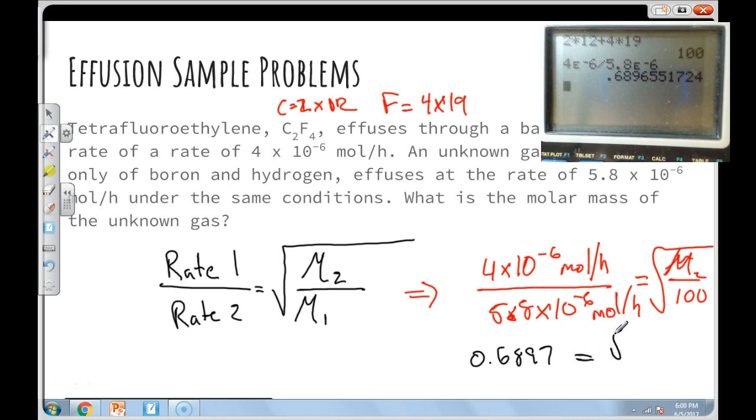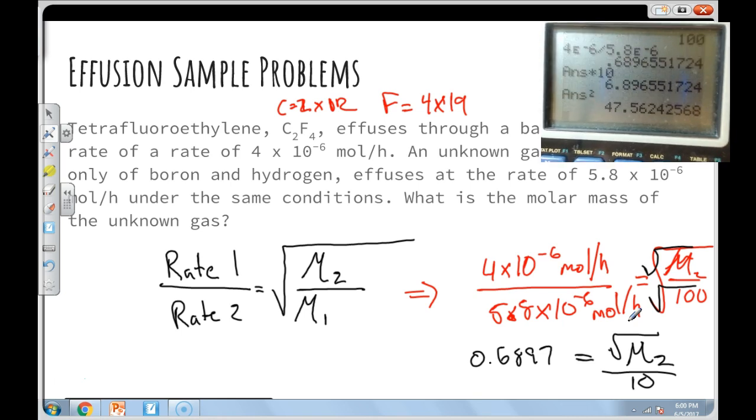And that equals the square root of the molar mass of 2 over 10. Remember, when you have the square root of a fraction, it's equivalent to the square root of the numerator and the square root of the denominator. So we're going to multiply by 10. And then to get rid of the square root, we're going to have to square the answer. And when we do that, we get 47.56 grams per mole for that molar mass.